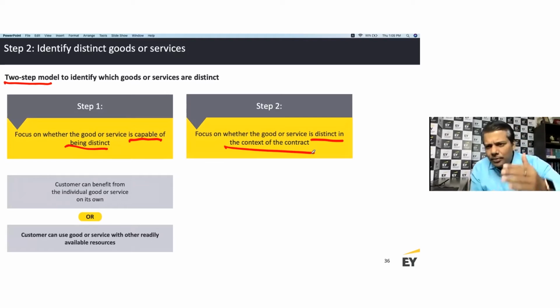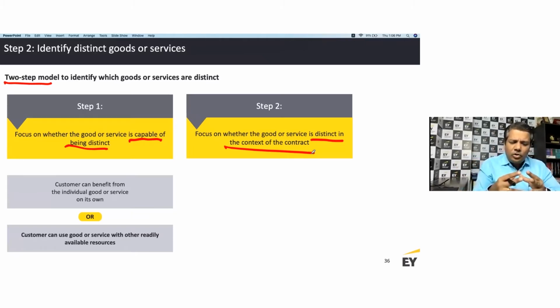So if there are multiple promises being made in the contract, they are capable of being distinct from one another, and we will try and understand this with the help of several examples. And they're also distinct within the context of the contract. So even though they are capable of being distinct, it is not necessary that I'm going to treat them as a separate performance obligation if, in the context of the contract, they are very, very important, and the customer is going to look at them as one unit of account, or look at them together. The customer may not benefit from one versus the other, from that perspective.